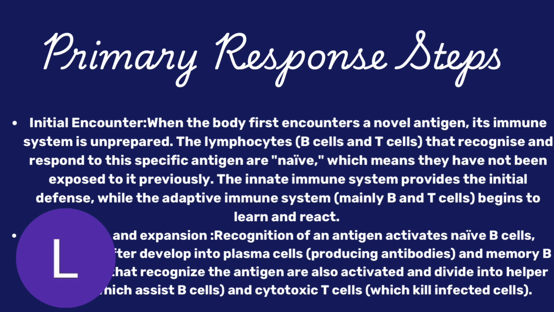Activation and expansion. Recognition of an antigen activates naive B cells, which thereafter develop into plasma cells, producing antibodies, and memory B cells. T cells that recognize the antigen are also activated and divide into helper T cells, which assist B cells, and cytotoxic T cells, which kill infected cells.